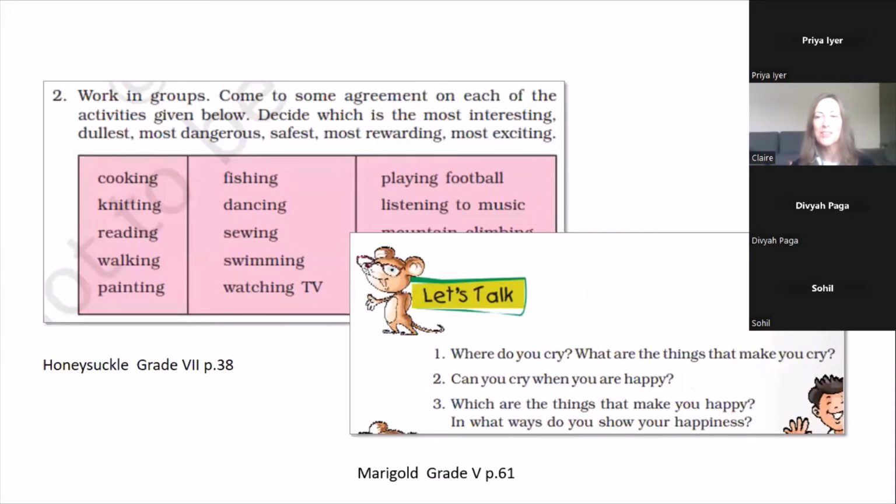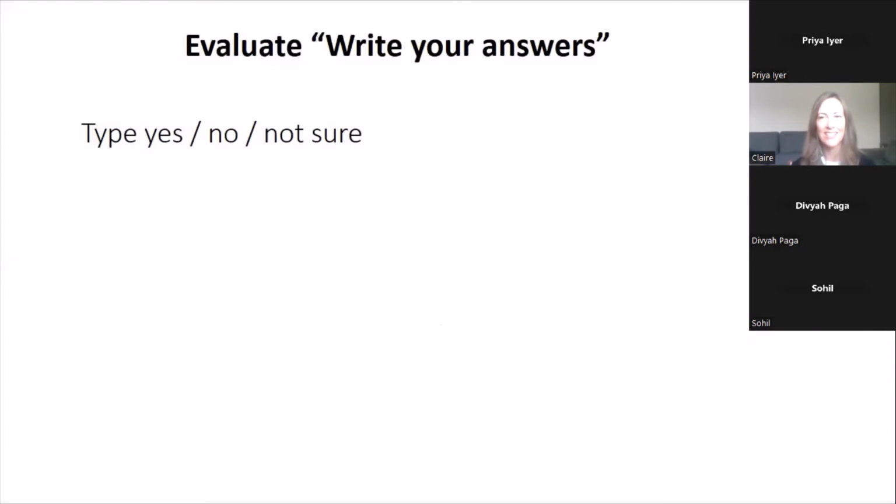Okay, time to evaluate now, and I can still see people talking about their views about mountain climbing and cricket, but let's think about this activity as teachers. So writing the answers, this dictation activity, what do you think? Same instructions, yes, no, or not sure. Number 1, what do you think? Is this a good speaking task? Let us know. Number 1, what do you think?